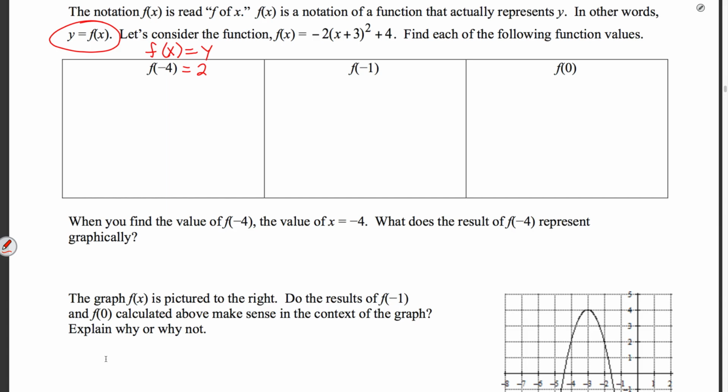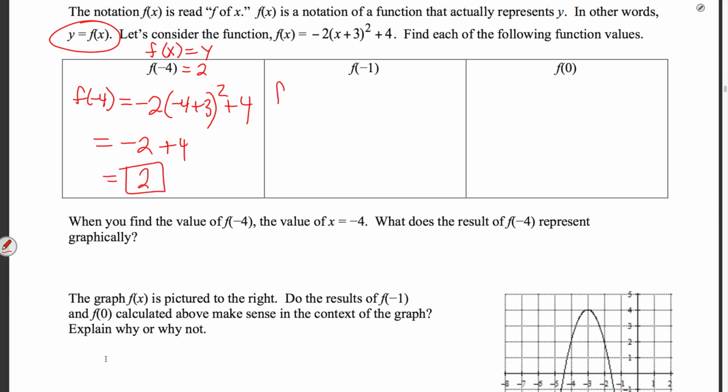I'm going to take that and plug that in. I'm going to get f of negative 4, and we did this yesterday, equals negative 2 times (negative 4 plus 3) squared plus 4. Okay, and then do a little quick math. Negative 4 plus 3 is negative 1. When I square it, it's going to be 1. So this is negative 2 plus 4, which equals 2. And that's where I got my answer.